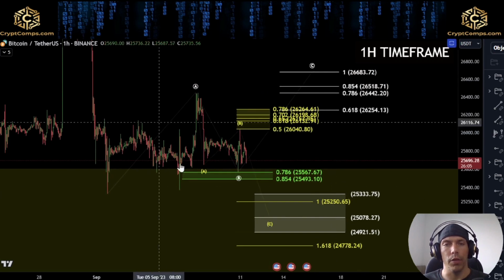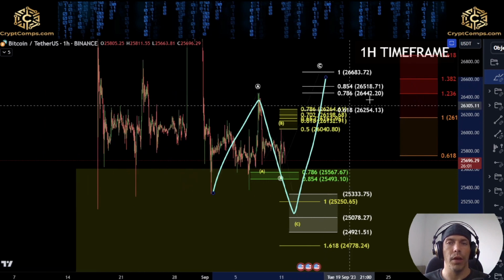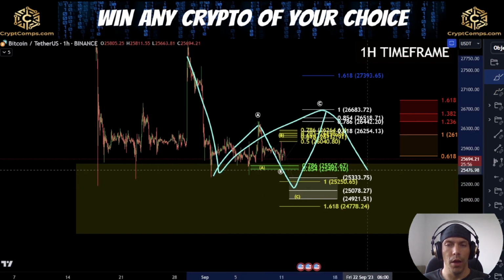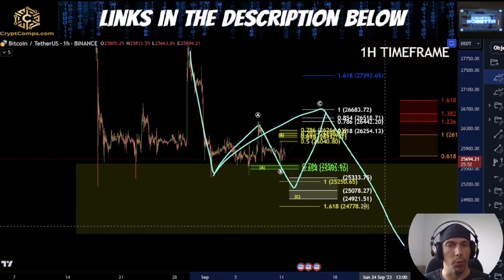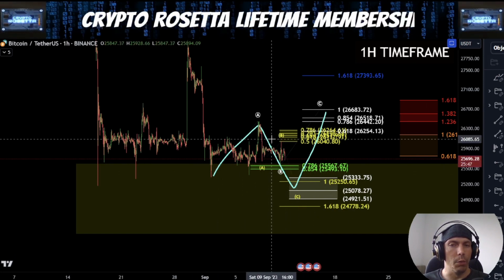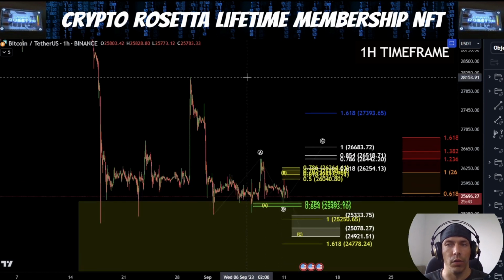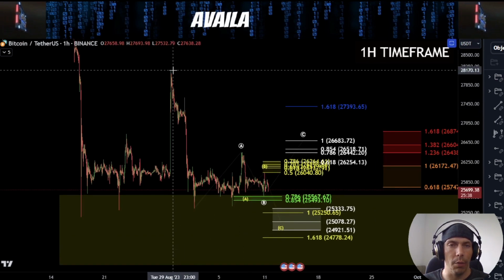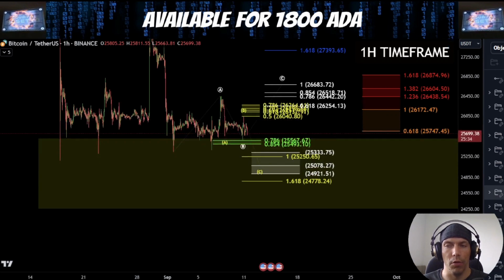Now, the idea with this is that if we do form this as a bigger A, B, and C pattern, this would still align with the idea that this could become 1, 2, and then we could still look to push down, or this could become A, B, and we could still look to push down. So the only way that we're really going to invalidate these ideas is if we start to push back above these highs here of this 28,153 level. Like I said, until we actually break back above this high, we need to be respectful that the count is leaning more towards that bearish count here.